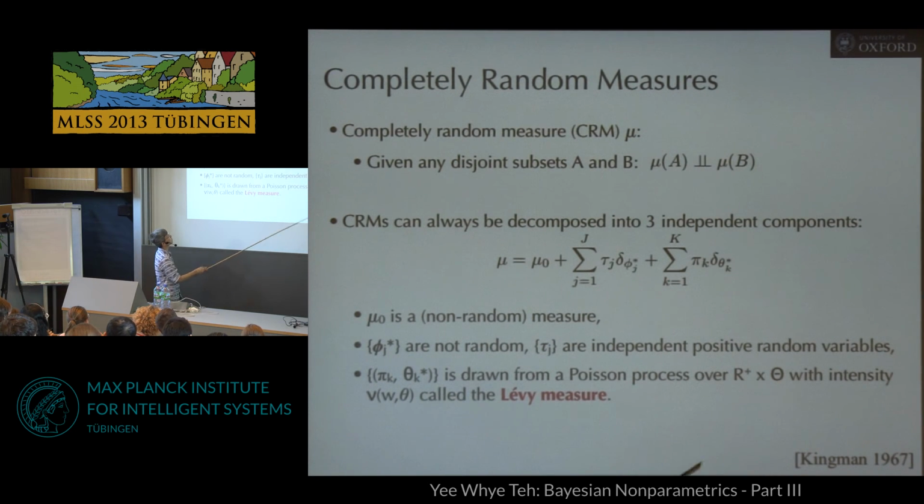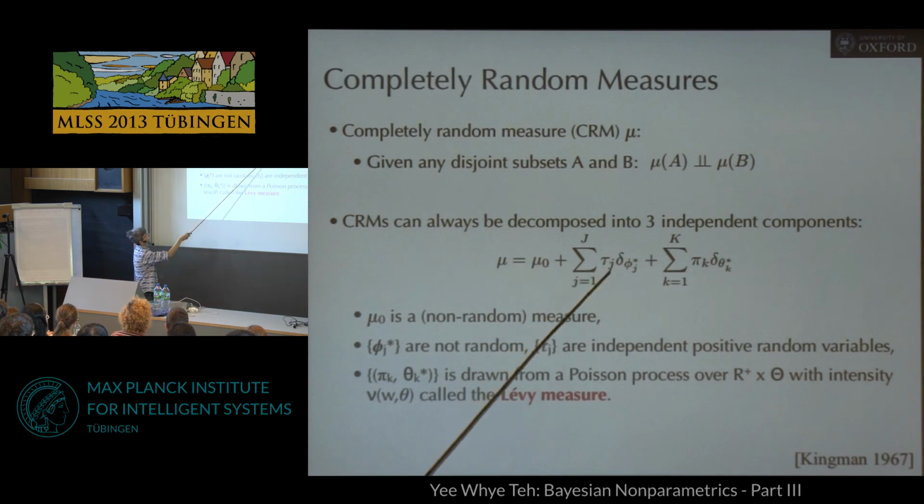In this nice paper by Kingman, a lot of this work dates back to Kingman, who's done a lot of nice work in this area. What he showed is that if you have a completely random measure that has that property, then you can always decompose your completely random measure into three independent components. The first component is a measure. It could be atomic or non-atomic, but it's not a random measure. It's just a measure. Okay?